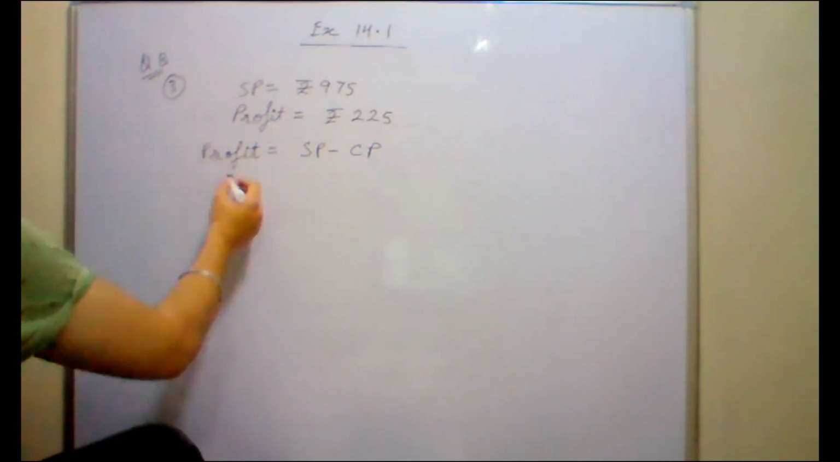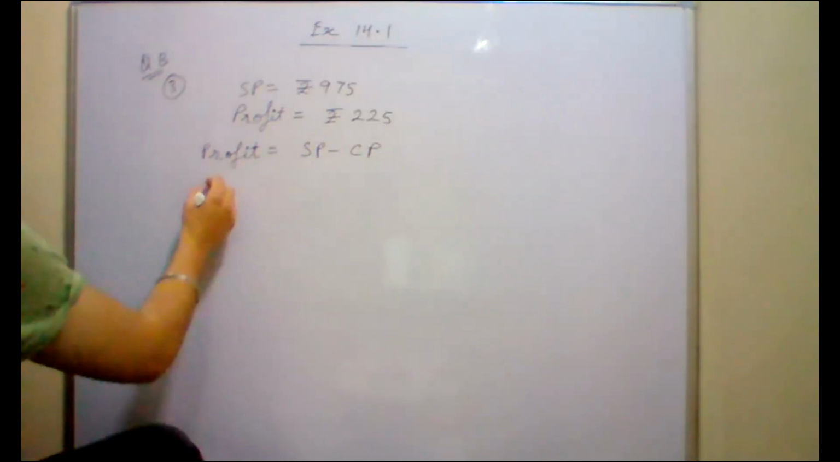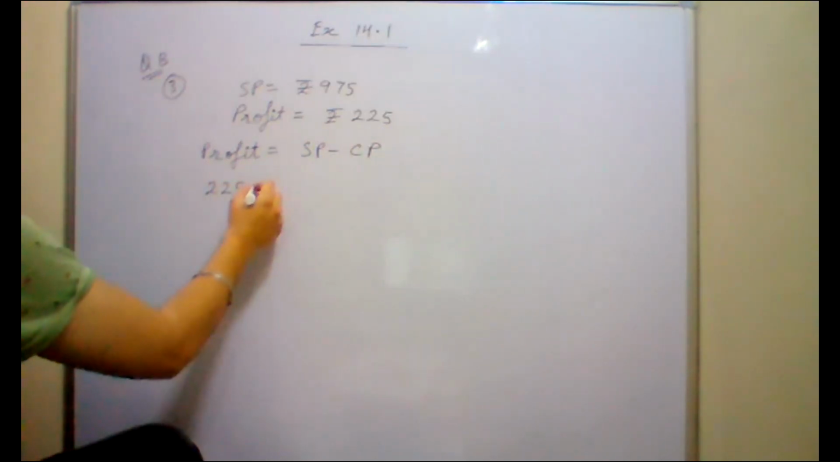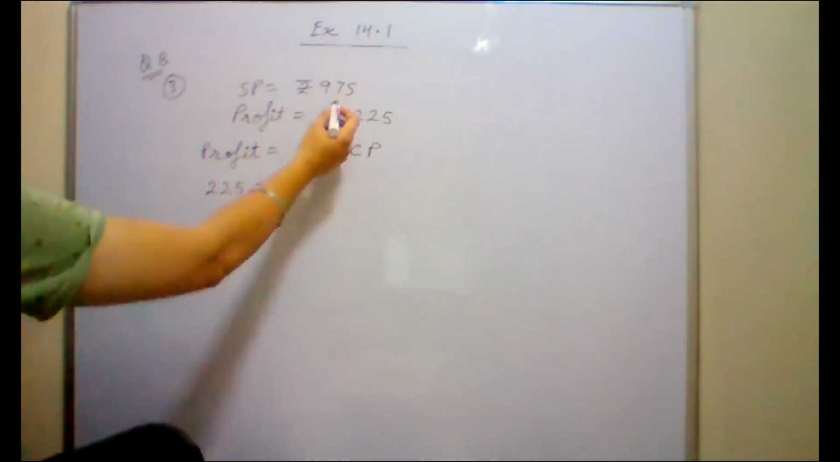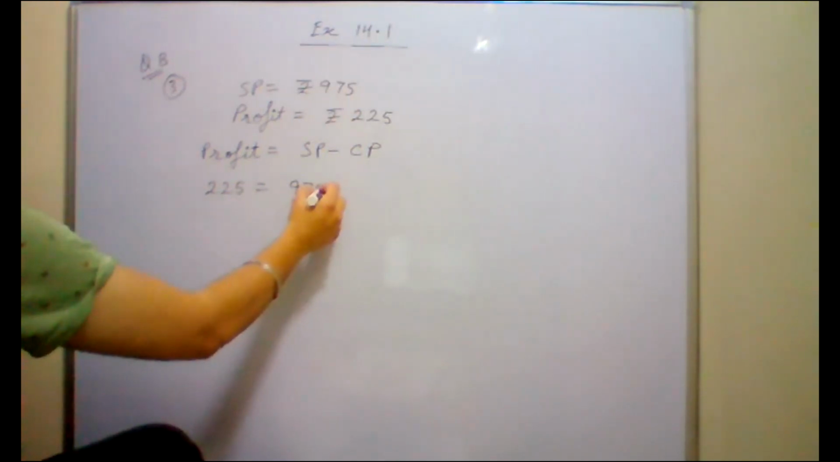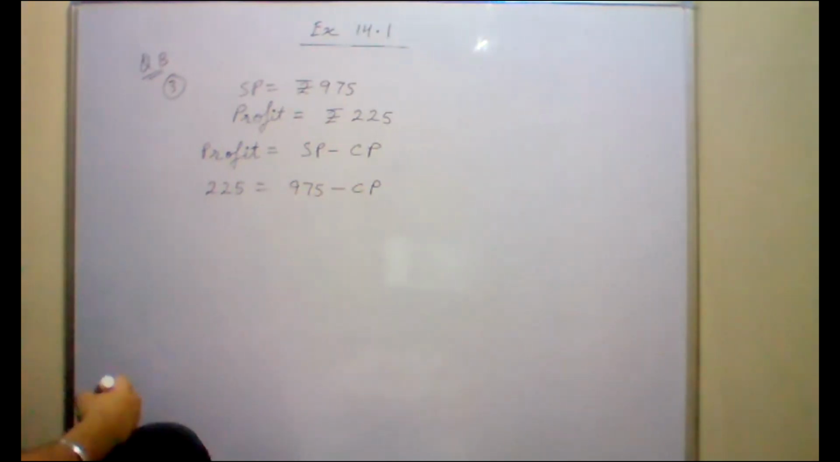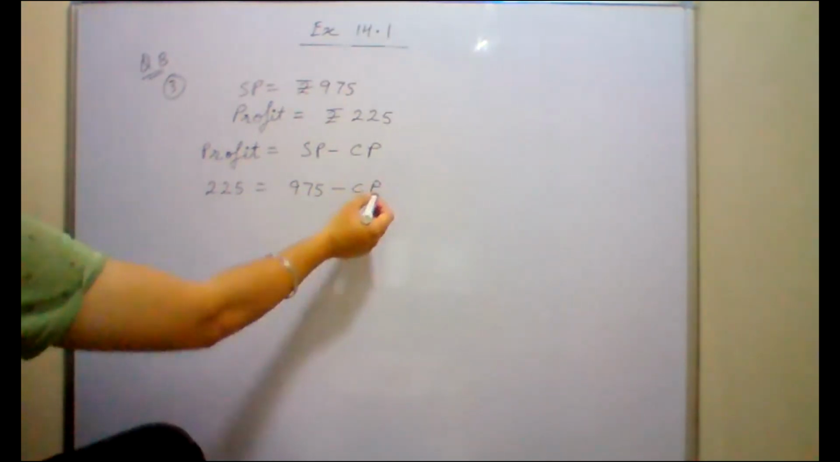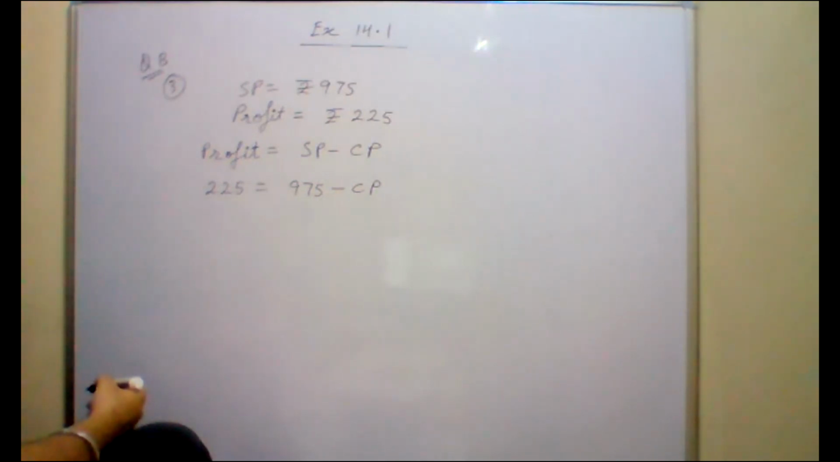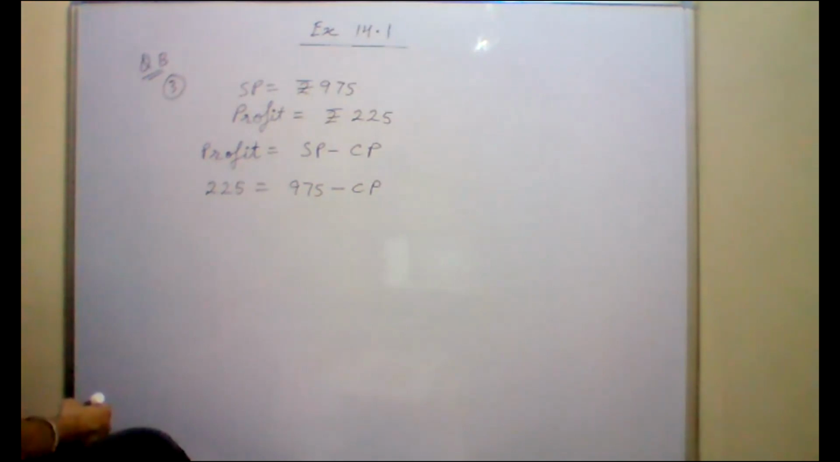What is the value of profit? 225. What is the value of selling price? 975 minus CP. The value of CP is not given. This you have to find out. You don't put anything in place of CP.